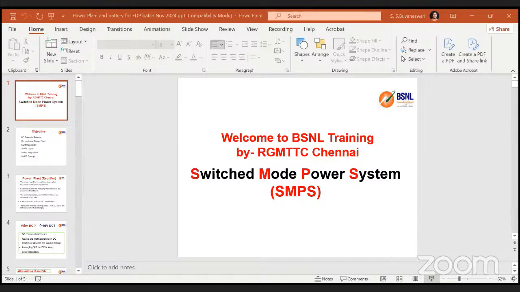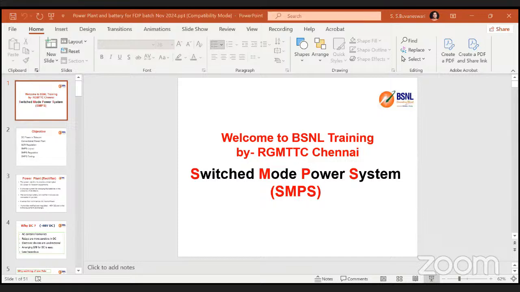The objective of today's session is to know what type of power supply we are using and why we are using only DC as a power supply. What are the methods in this industry to convert the available AC into DC, how it is converted and regulated with other technologies, and the testing part that we use in our industry.